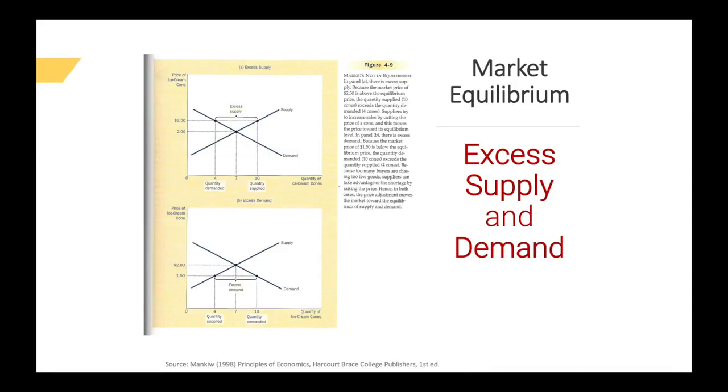In panel B, there is excess demand. Because the market price of $1.50 is below the equilibrium price, the quantity demanded exceeds the quantity supplied. Because too many buyers are chasing too few of these goods, suppliers can take advantage of the shortage by raising the price. Therefore, in both cases, the price adjustment moves the market toward equilibrium.